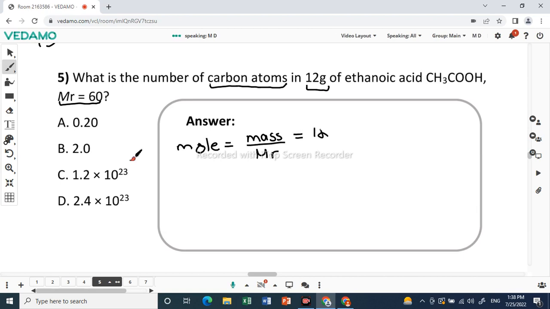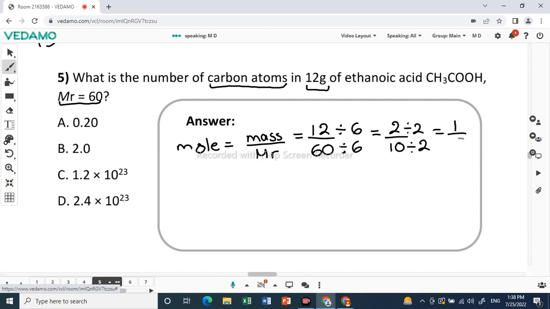So it's 12 over 60. You can start thinking about how you can divide such a number. I prefer, before starting to divide, to simplify as much as possible. So I'm going to divide by a common number, which is 6 for both. So 12 divided by 6 equals 2, then 60 divided by 6 is 10. Then you can further simplify by dividing by 2. So this becomes 1 over 5. The 1 over 5 is 0.2 mole.